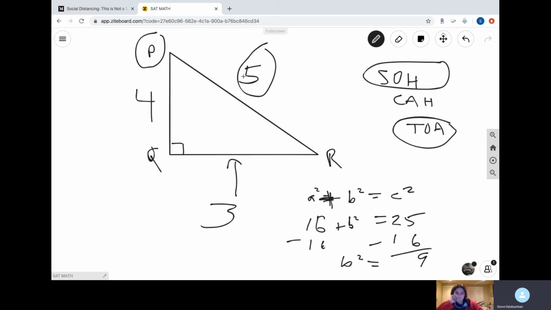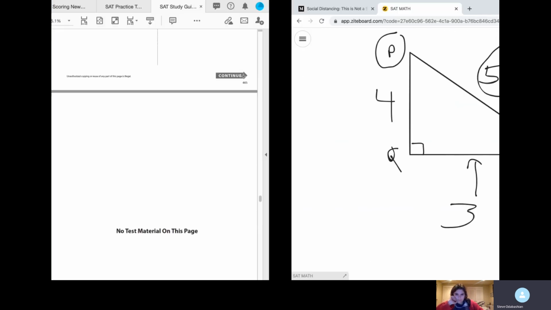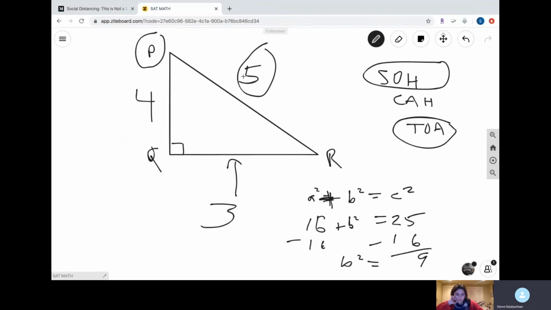So what's our answer to this question then? It's asking for tan of P. If you subtract 16 from 25, you have 9 left. So B squared equals 9, and taking the square root, B is 3. But it's asking for tan of P, so that's the opposite, which is 3, over the adjacent, which is 4. So it's 3 over 4. Exactly.